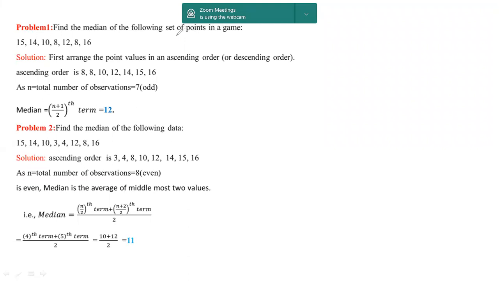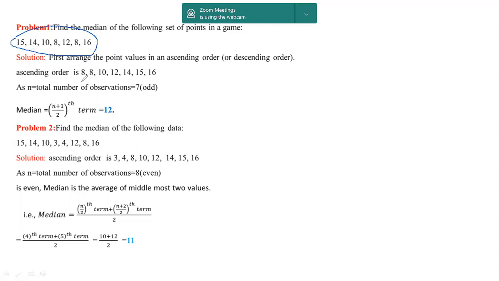following set of points in a game. In a game, they have given points, and these points are in random order. So we are arranging as we discussed. We have to arrange them in one order, either ascending or descending. Here I'm taking ascending order, that is 8, 8, 10, 12, 14, 15, and 16.